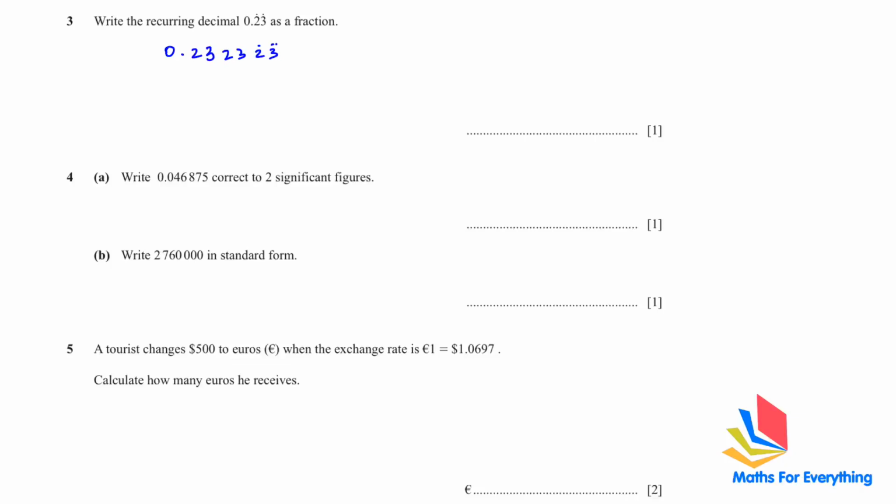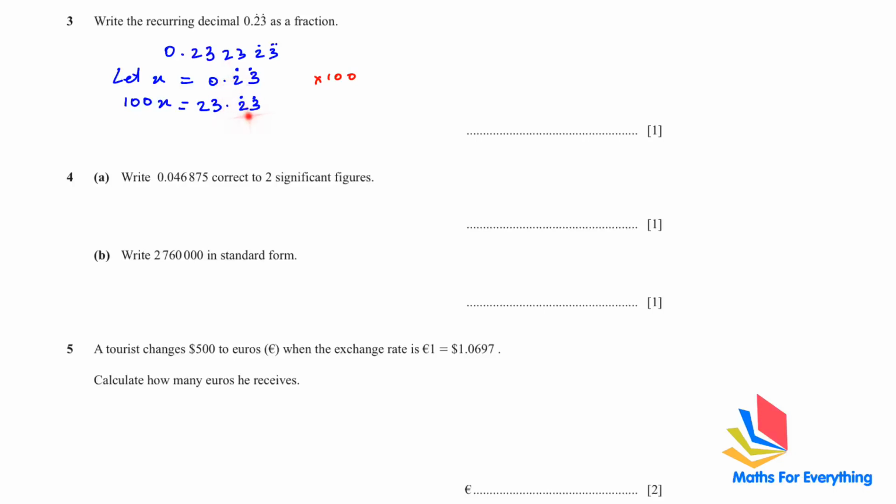And so the first thing you will write is let x equal 0.23 recurring. Multiply by 100. Why are we multiplying by 100? Because two numbers are there that are recurring. So when you multiply by 100, you will get 100x is equal to 23.23 recurring.